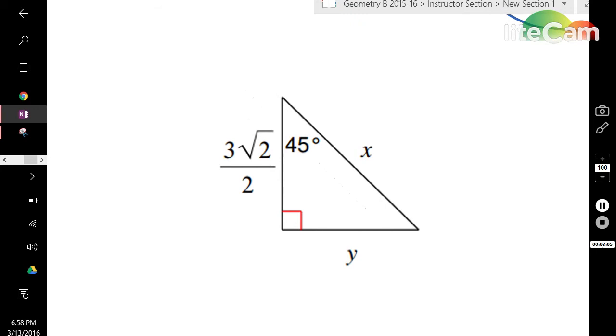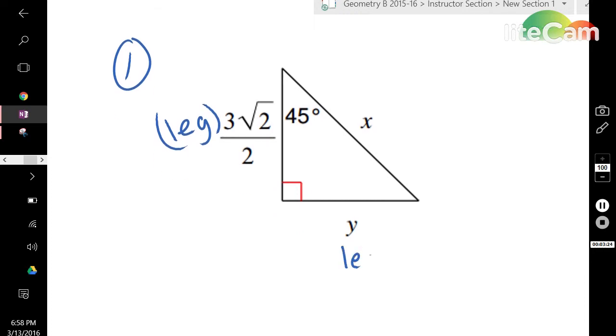And it all starts with identifying what's given to you and then what you need to find. So in this first example, they give you 3 root 2 over 2, one side length, and they ask for x and y, for you to find both of those. Well, 3 root 2 over 2 is a leg. Y is a leg. And x is the hypotenuse. So you are in charge of finding one leg and one hypotenuse.